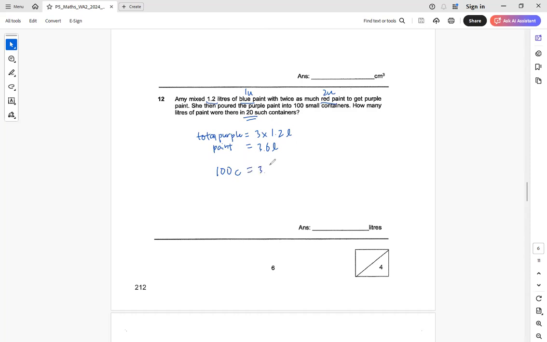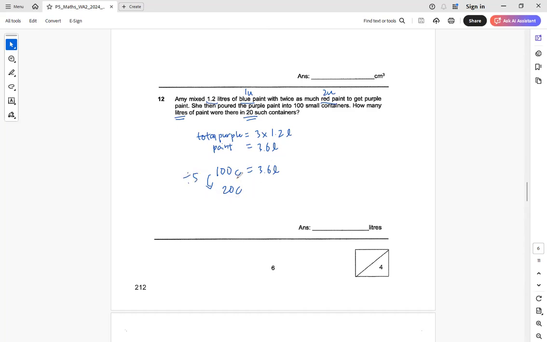It's 3.6 liters. Take note, the question is asking how many liters, so you have to leave your answer in liters. You do not need to change to ml. Okay, we will leave it as liters. How many liters were there in 20 such containers? So usually you might want to find one container, then find 20. But for this paper, we are unable to use the calculator. So what I will do instead is, from 100 to 20, straight away you know that from 100 containers to 20 containers, you divide by 5.